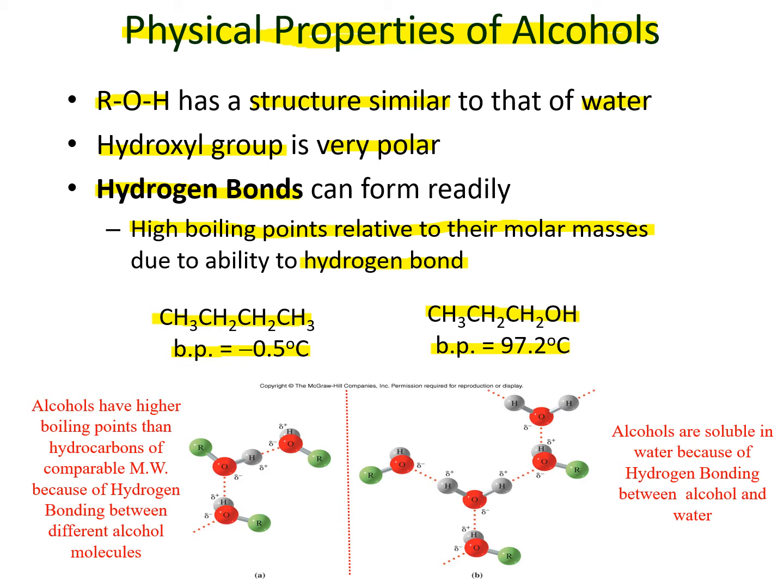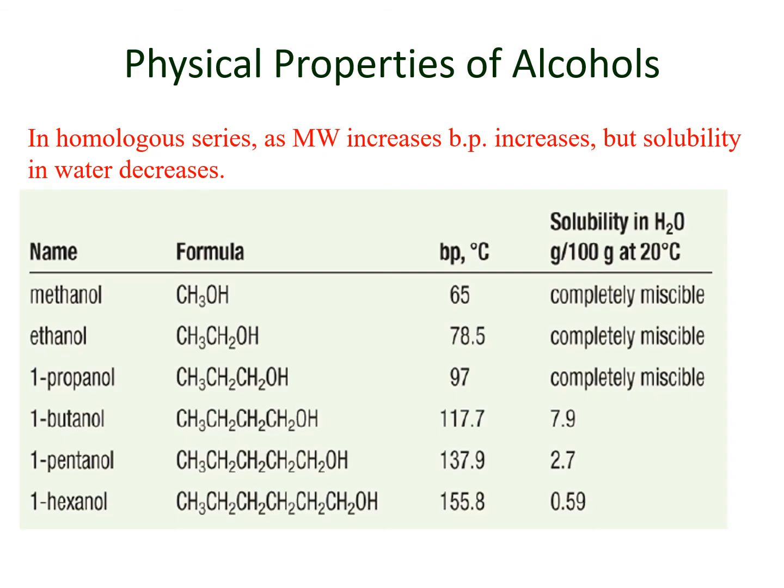These alcohols, as we said, have higher boiling points than the comparable hydrocarbons because of the hydrogen bonds present between them. Alcohols are also soluble in water, for the same reason, because they can make hydrogen bonds between the alcohol and the water molecules. Here we have a table of alcohols showing their boiling points and solubility in water.